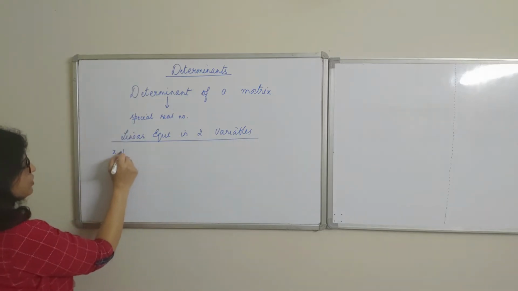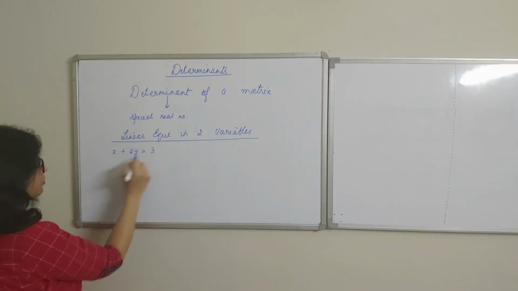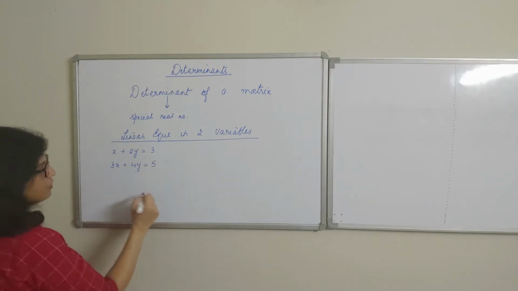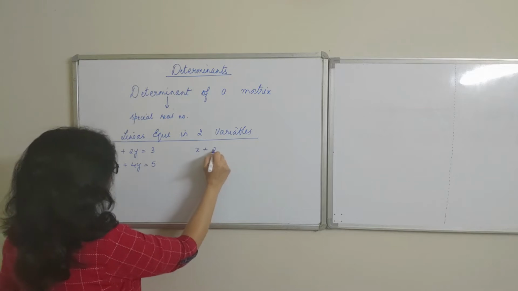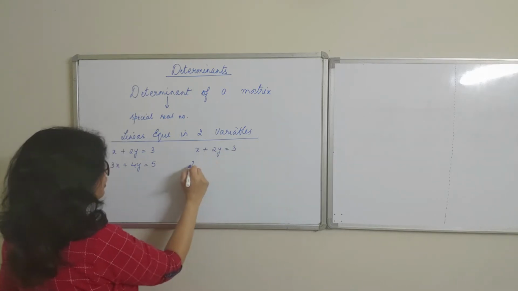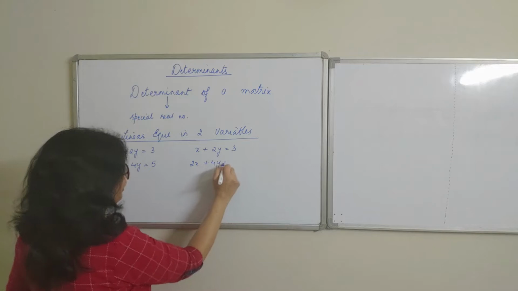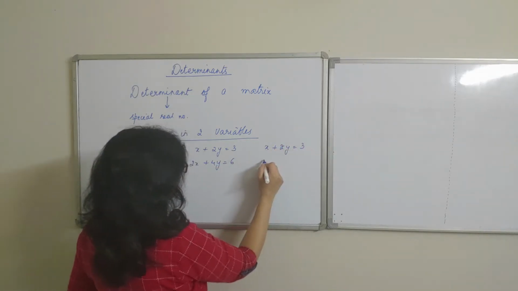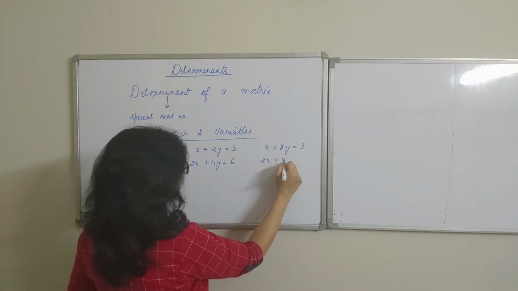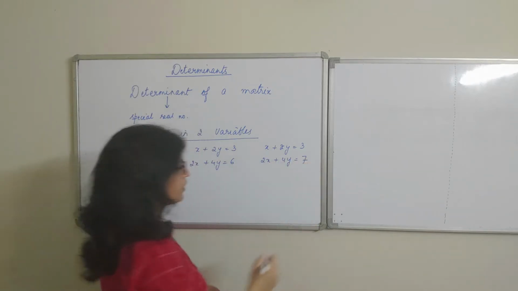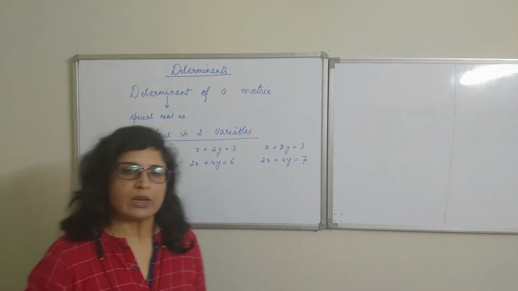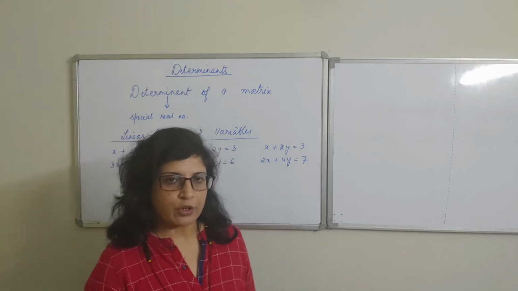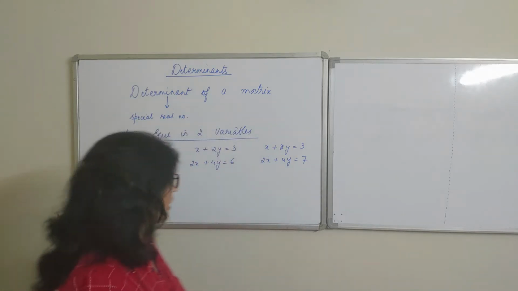Suppose our equations are x plus 2y is 3, 3x plus 4y is 5. Another pair of equations, x plus 2y is 3, 2x plus 4y is 6. And a third pair of equations, this. Now we have studied in lower classes an algebraic method to find out the kind of solution a pair of linear equations can have.